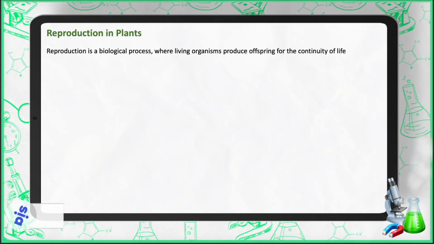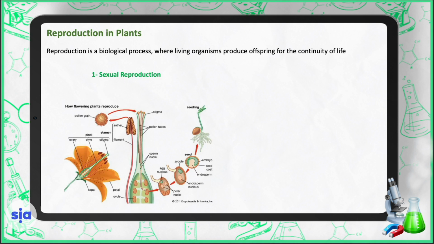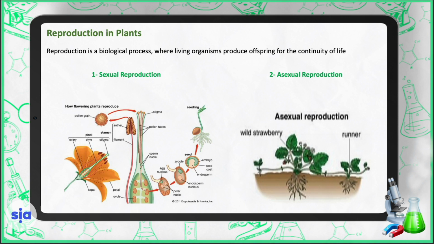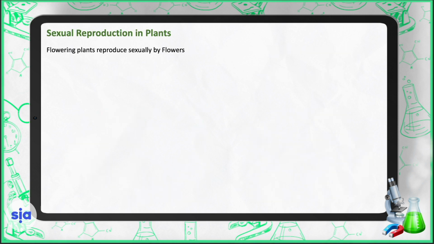Today we are going to discuss reproduction in plants. Reproduction is a biological process where living organisms produce offspring for the continuity of life. Plants are known to reproduce sexually and asexually. Sexual reproduction in plants: flowering plants reproduce sexually by flowers.